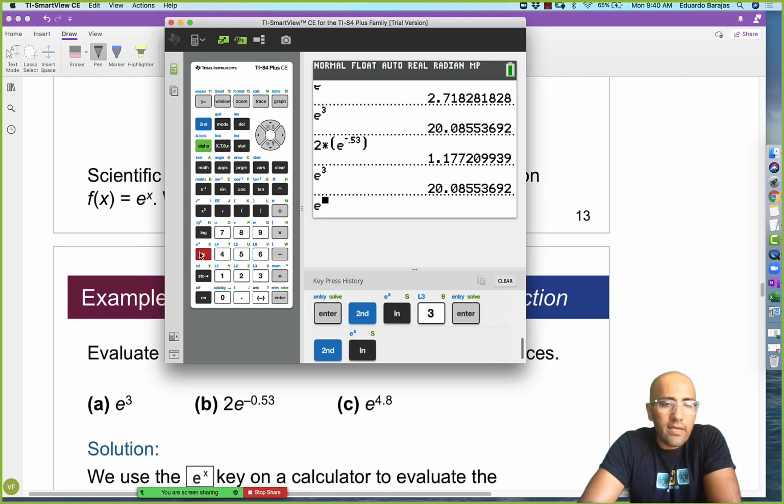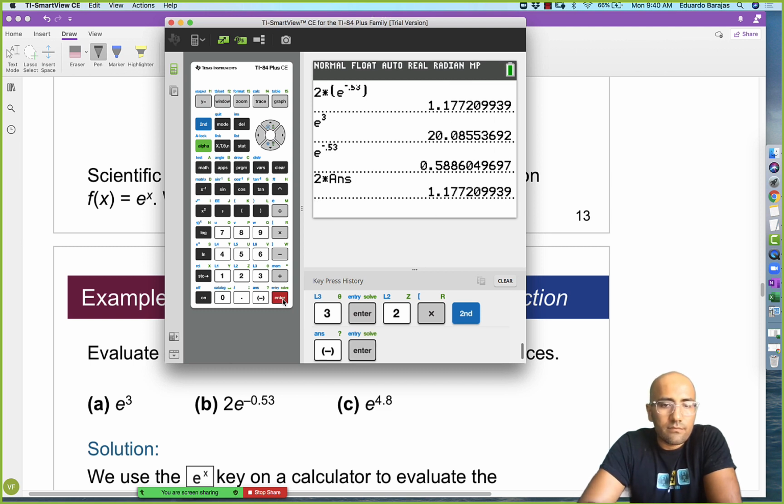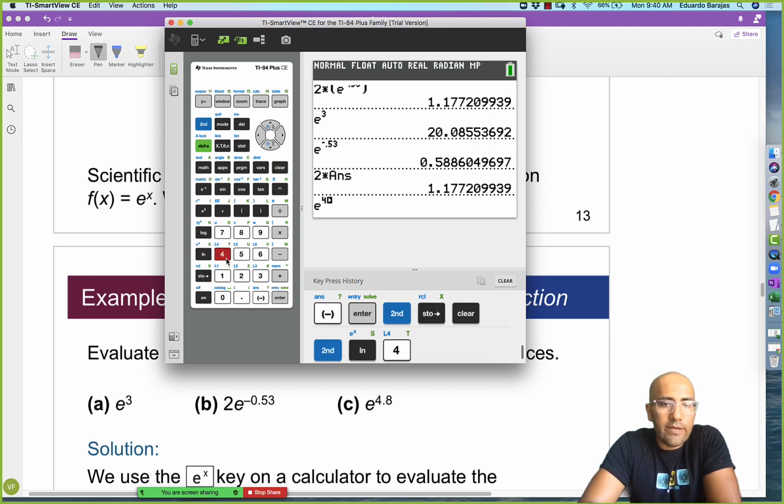Or second, and then e to the x, and then put in negative 0.53. Right, we get an answer, and then we want to multiply that answer times 2 to finish out our thing. So we can hit 2 times, and now you can manually type in 0.5886. You can do that. Or we can use this button here that says answer, and that'll be the previous answer recorded on your calculator. So hit second, answer, and then it'll automatically be 2 times this result there. So we get that. Good. And finally, we had e to the 4.8.